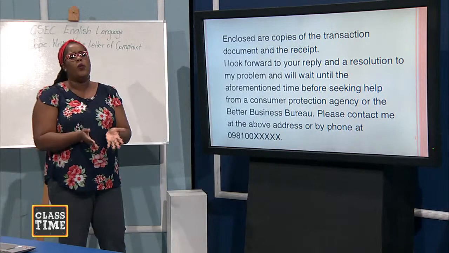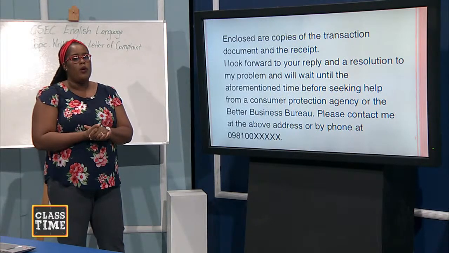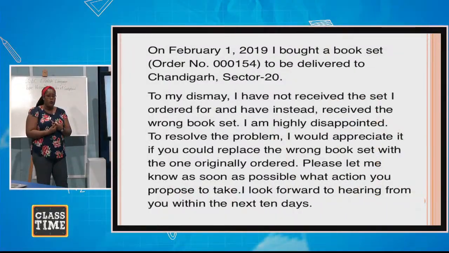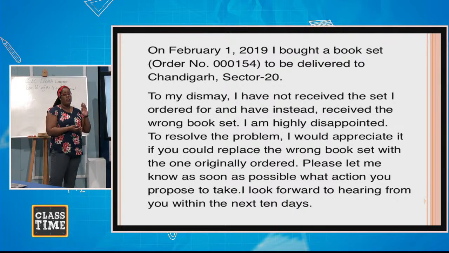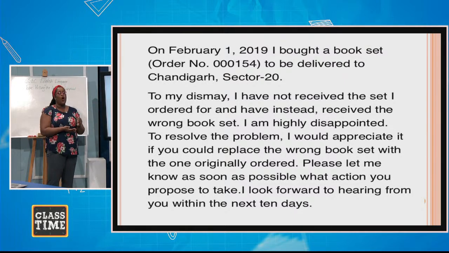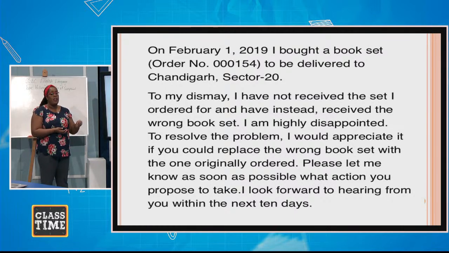Now, what do we notice about this letter? If I owned the bookstore and I received a letter like this, I would want to help this person, because for me, this letter of complaint is beautifully written, right? Though the person is upset that they got the wrong set of books, you did not hear it in the letter. Though the person expressed that they were highly disappointed, the words that were used did not indicate such. The person was writing in a very calm tone, right?